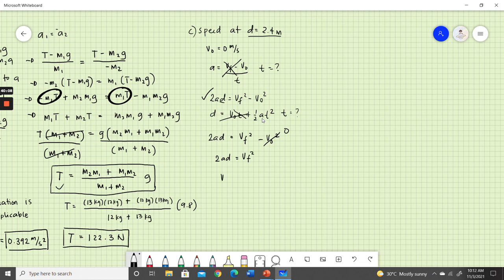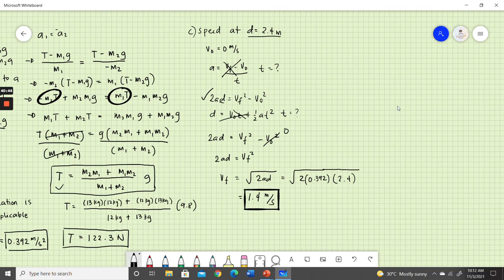So to solve for the final velocity, that's basically the square root of 2AD, and that is equal to the square root of 2 times the acceleration we solved earlier, 0.392, multiplied by d, which is given as 2.4 meters. And we know that the velocity at 2.4 meters is equal to 1.4 meters per second. Okay, so that is how we finish this sample problem.